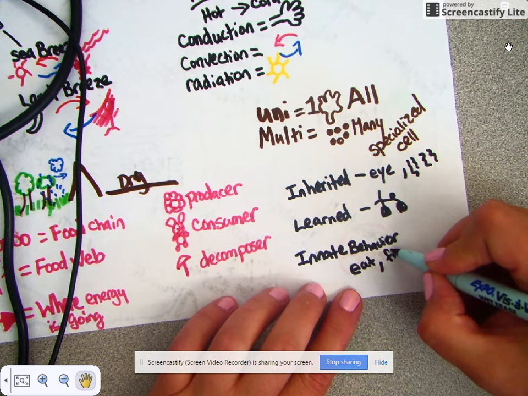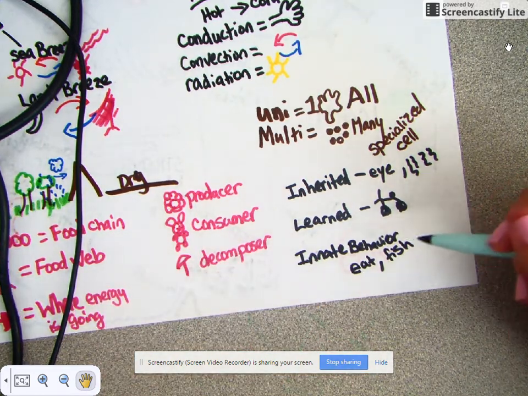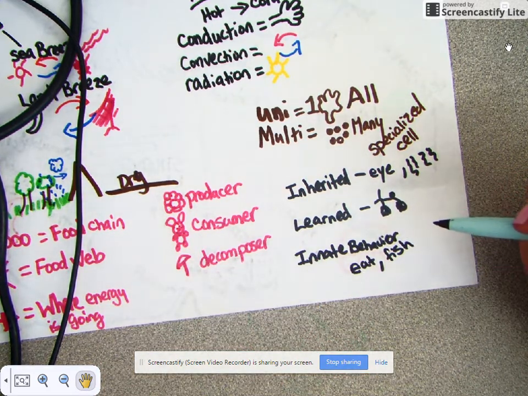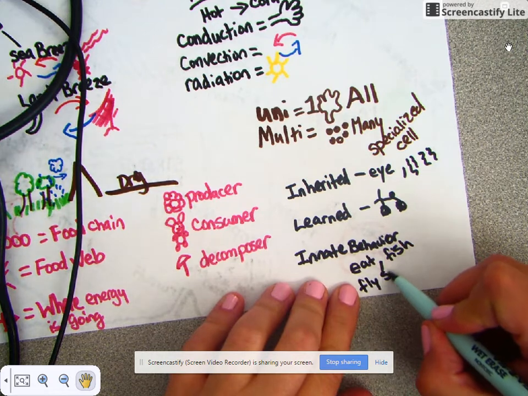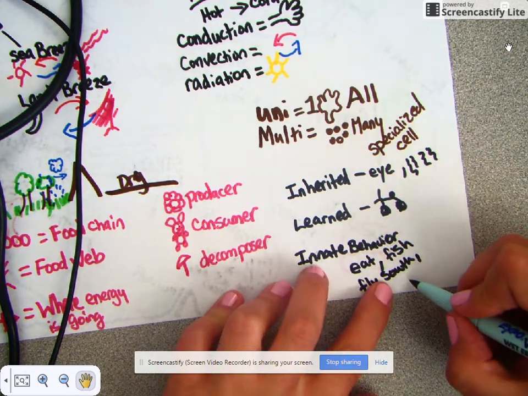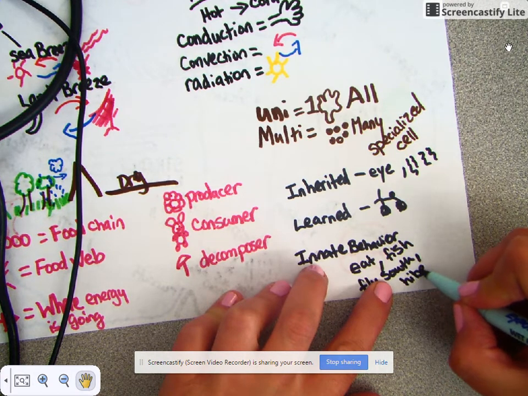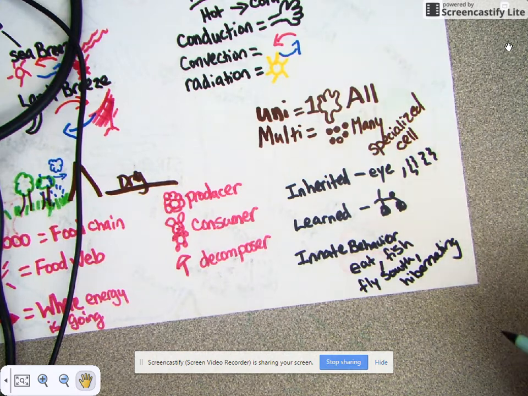Fish will naturally know how to swim. If they don't do it right away or their innate behavior doesn't let them know right away, then they're going to just come out of their parents and then sink to the bottom. Flying south for the winter. Hey, I'm cold, I'm going to go fly away. Or hibernating, like a bear does. Okay?